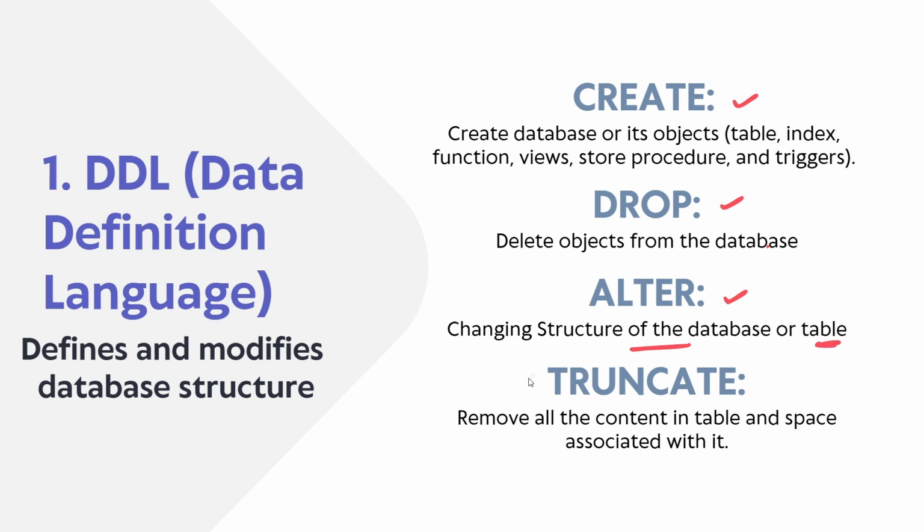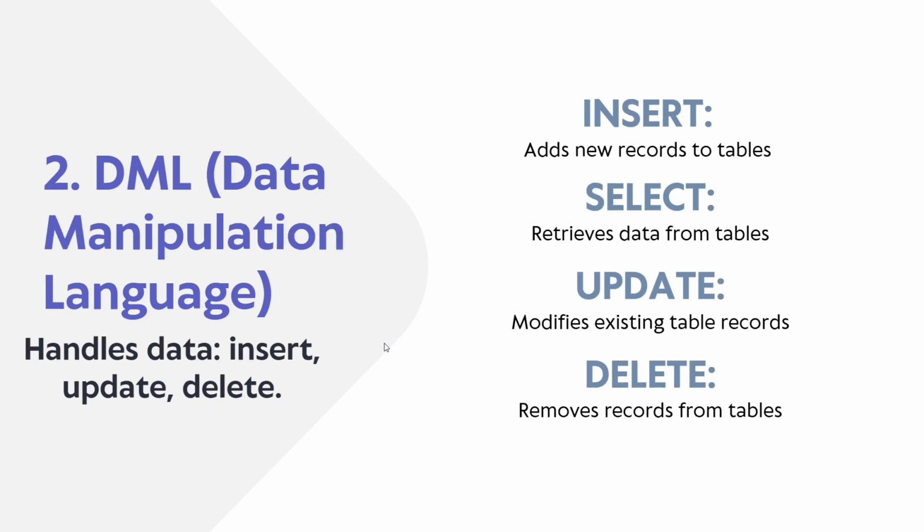Next comes the truncate. This command removes all the rows from a table but keeps the structure intact. It is faster than delete because it doesn't log individual row deletions. So when you come back to the drop command, it is going to delete the entire table. But with truncate, the table structure remains intact. You got the difference between drop and truncate, right? Now, let's move to the next one.